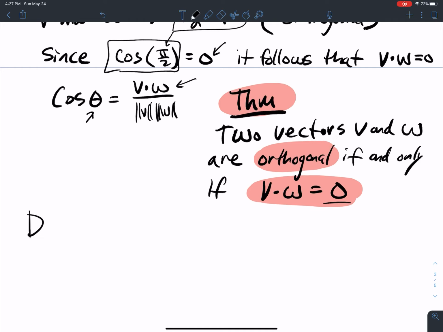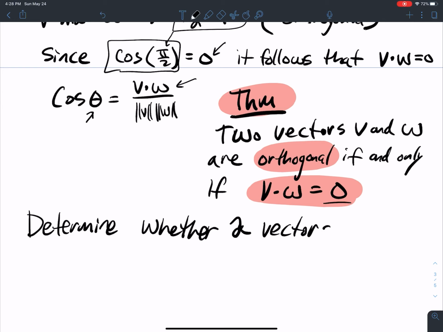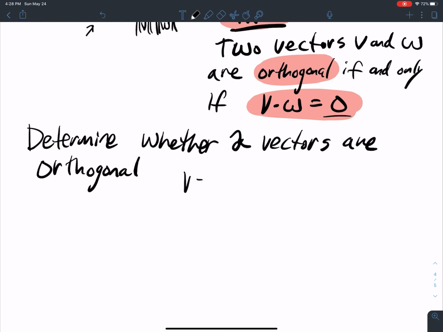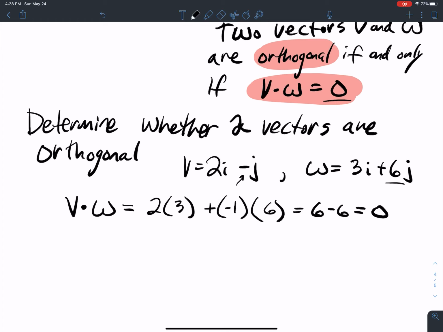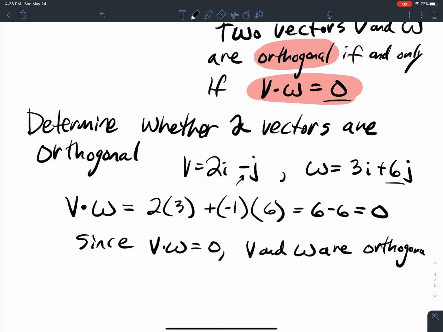So we want to determine whether two vectors are orthogonal, right? So v equals 2i minus j, and w equals 3i plus 6j. Now if I do the dot product v dot w, this is equal to 2 times 3 plus negative 1, that comes from this coefficient, that scalar here, times the 6, and so that gives me 6 minus 6, which equals 0. And so since v dot w equals 0, then v and w are orthogonal. Okay, they're orthogonal. All right.